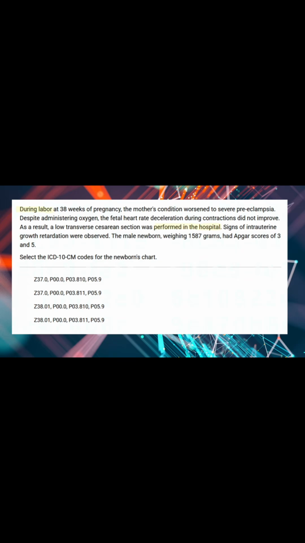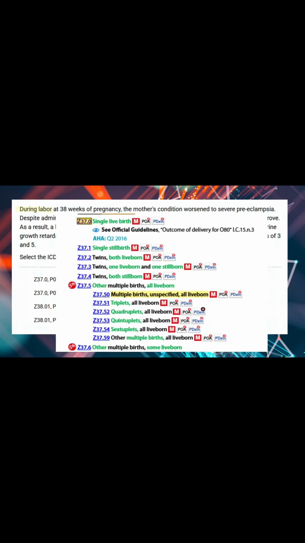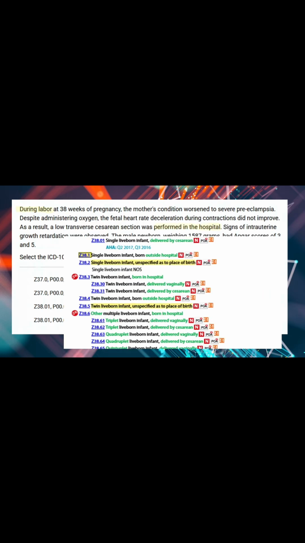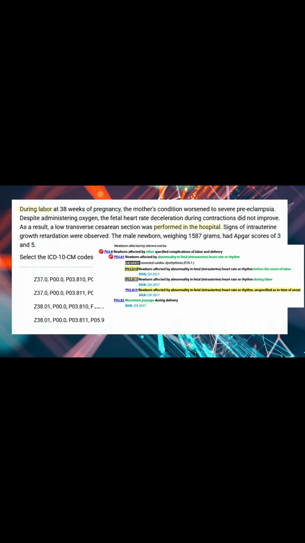And we're going to be discussing Z37.0, Z38.01. Let's take a look at it so we can get a brief understanding of why it's important to highlight your keywords. Z37.0 is single live birth. Z38.1 is single live born infant born outside hospital. P03.810 and P03.811 give you the difference of why it's important to highlight the keywords.